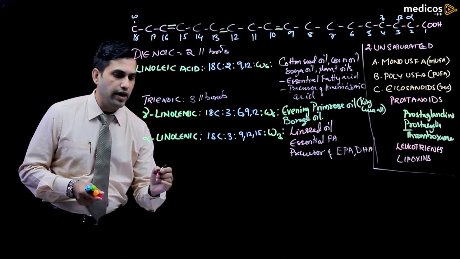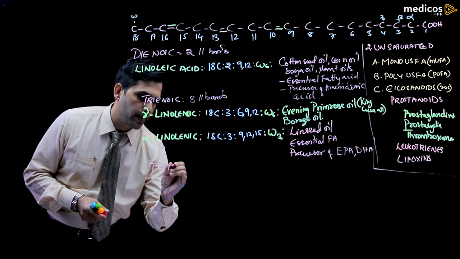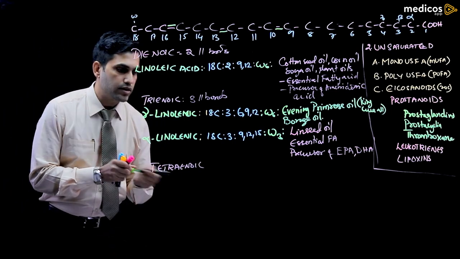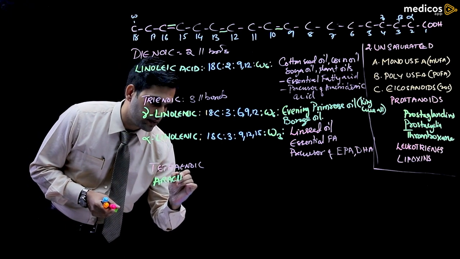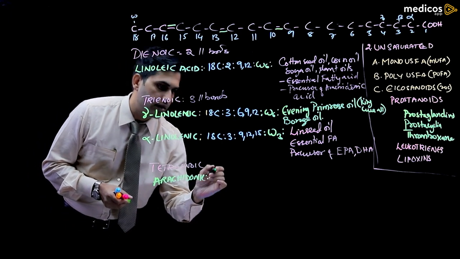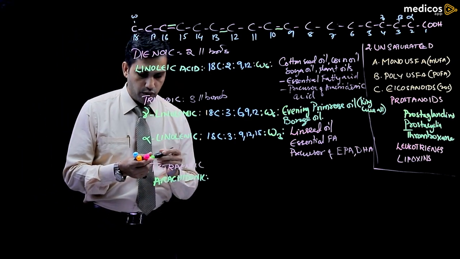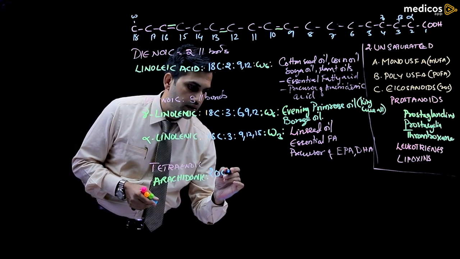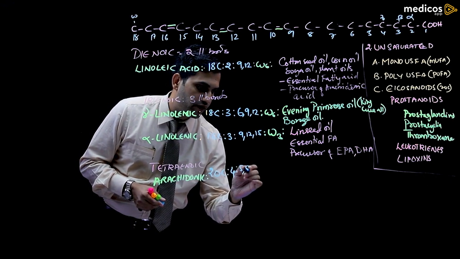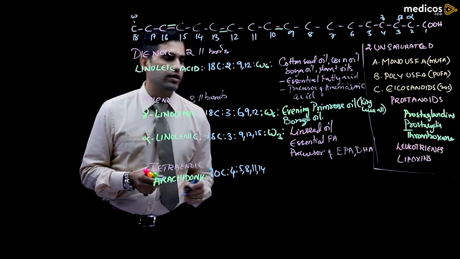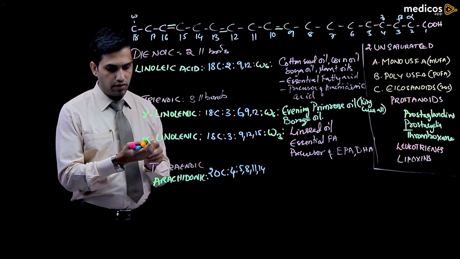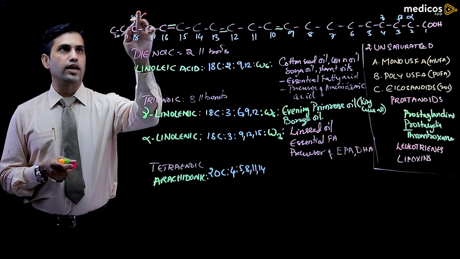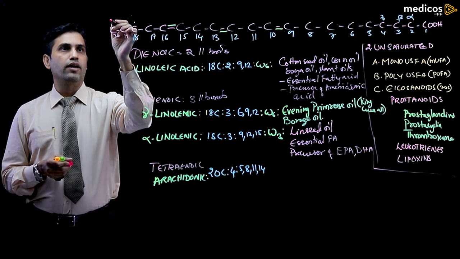All right. Now let us look at tetraenoic acids. Tetraenoic means 4. The example for this is arachidonic acid. Arachidonic acid has 20 carbons, with 4 double bonds at positions 5, 8, 11, 14. So now let us extend this. This is the 19th carbon, this is the 20th carbon, and this will be the omega 1 carbon.